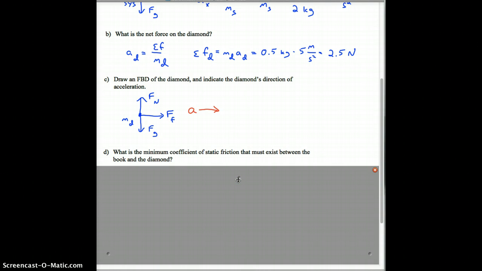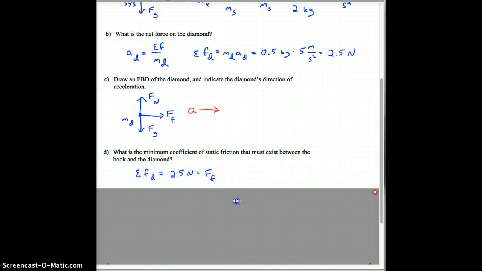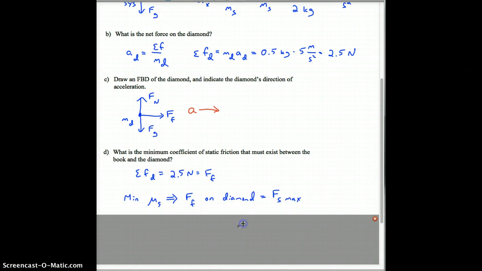What is the minimum coefficient of static friction that must exist between the book and the diamond? Well, as we said, the net force on the diamond is 2.5 newtons, and the net force on the diamond is the force in the x direction. That is the frictional force. If we're talking about the minimum coefficient of static friction, that means that we want the coefficient of friction to be as low as possible to still give this amount of friction, 2.5 newtons on the diamond.